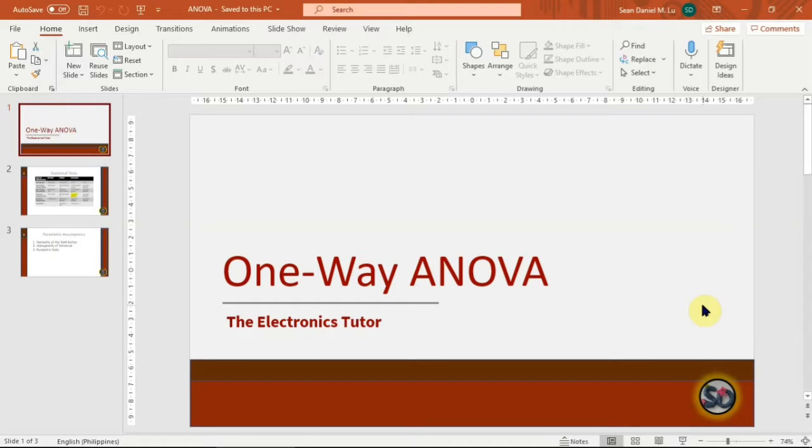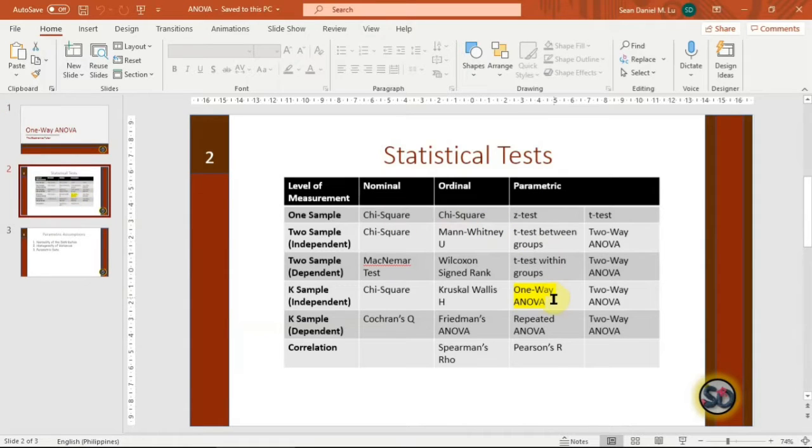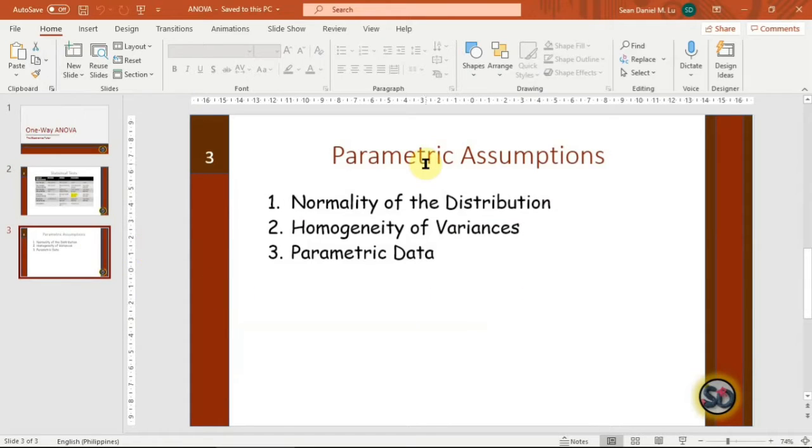In this video, I'm going to show you how to use the One-Way ANOVA in SPSS Statistics. As you can see from the table here, One-Way ANOVA is a parametric statistical test for samples that are independent of each other. Parametric assumptions to meet: the distribution of the samples must be normal, the variances of the samples must be equal, and it must be using parametric data, that is, interval or ratio level of measurement. Let's answer some problems.